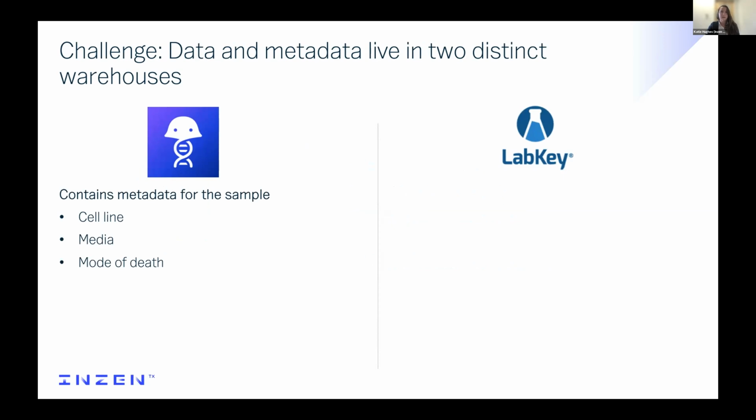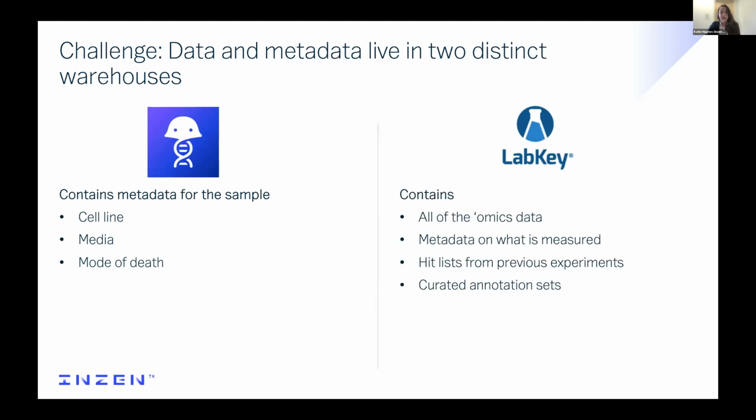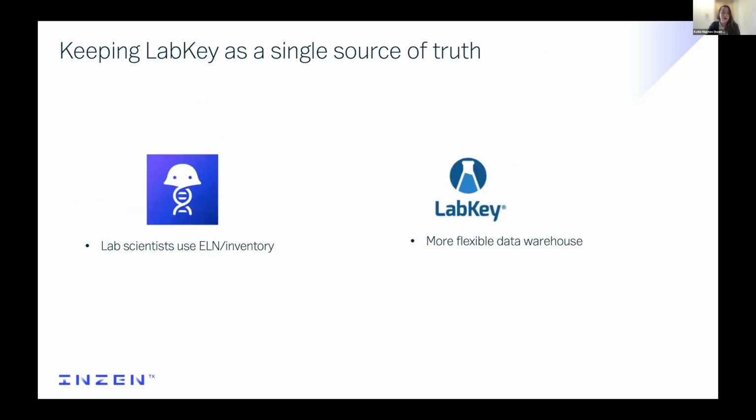In LabKey, however, which is what our data science team uses almost exclusively, this contains all of the omics data that we have generated, metadata on what's measured, hit lists from previous experiments, and curated annotation sets. And so, as I talked about before, our lab scientists use Benchling ELN and inventory, but the data scientists more like to use LabKey because it's a more flexible data warehouse.